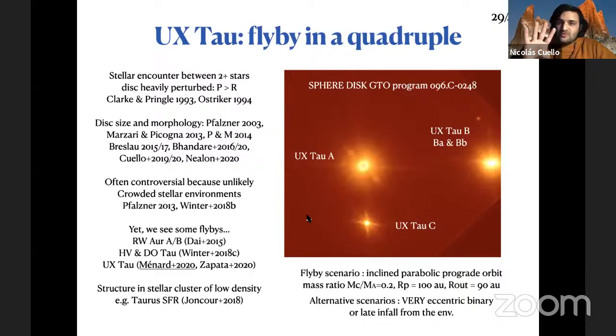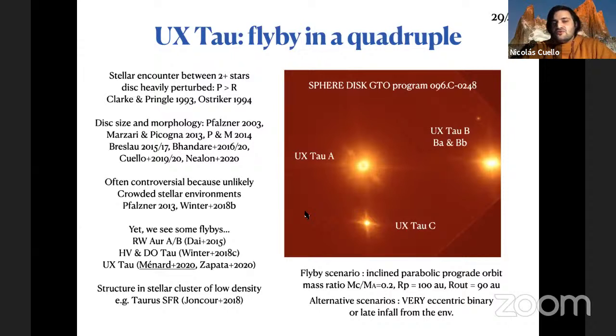Now, one of my favorite sources, again, is XZ Tau. This is a quadruple stellar system. So you have a binary in here, primary here, and a perturber here. We talk about a flyby when we have a stellar encounter between two or more stars. This has been actively studied in the last years. Prograde encounters are much more destructive than retrograde, for example. And there is a lot of work about the morphology that is created during these encounters.